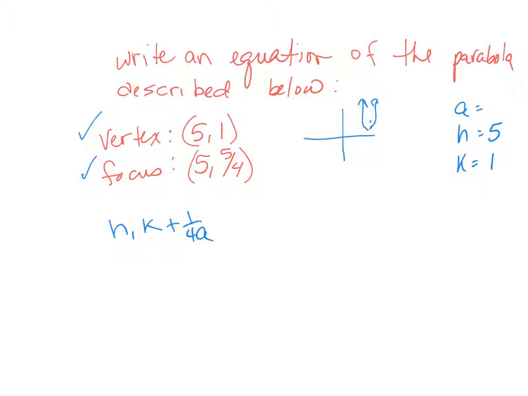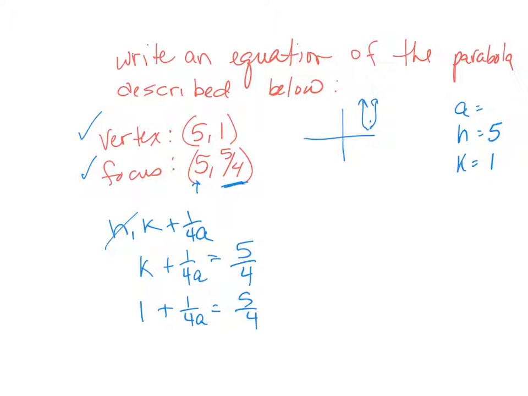So I know h is 5, and that's a 5, so we're good there. We've got to figure out what this 5/4 is. So I know that k plus 1 over 4a equals 5/4, because the second number in the focus is that ugly formula. Do we know what k is? 1. So k is 1. We're going to replace that with a 1. 1 plus 1 over 4a equals 5/4, right?